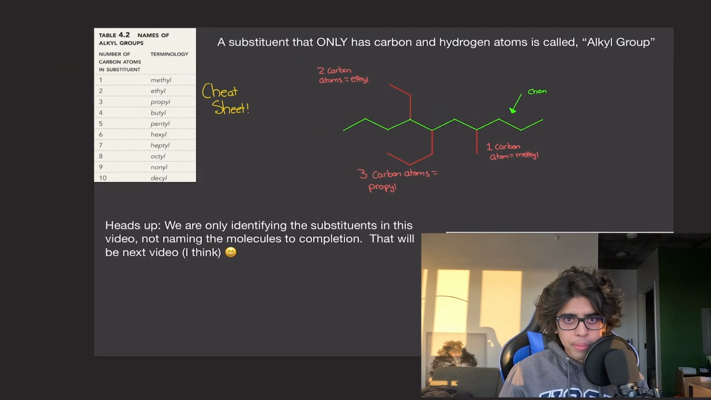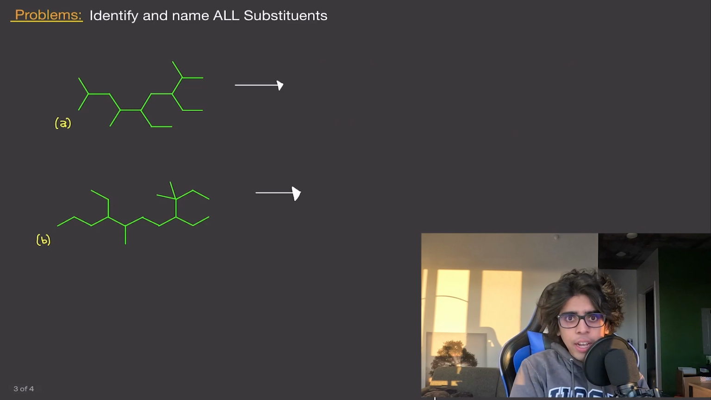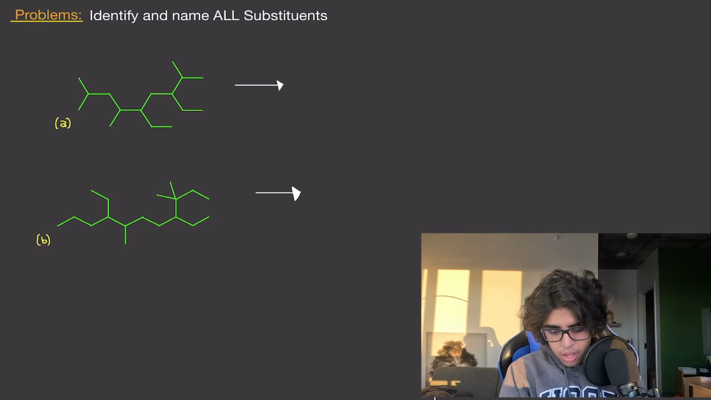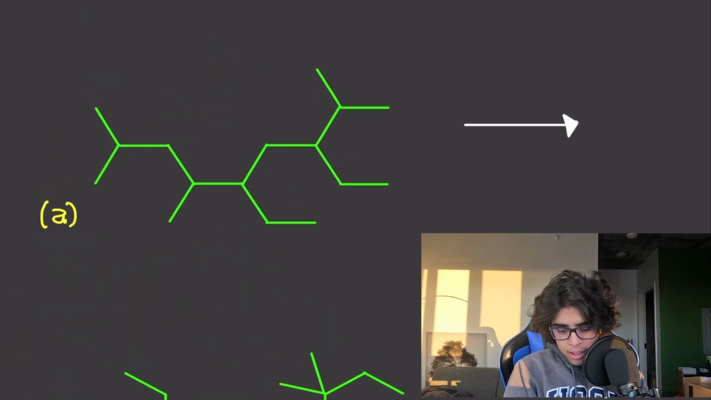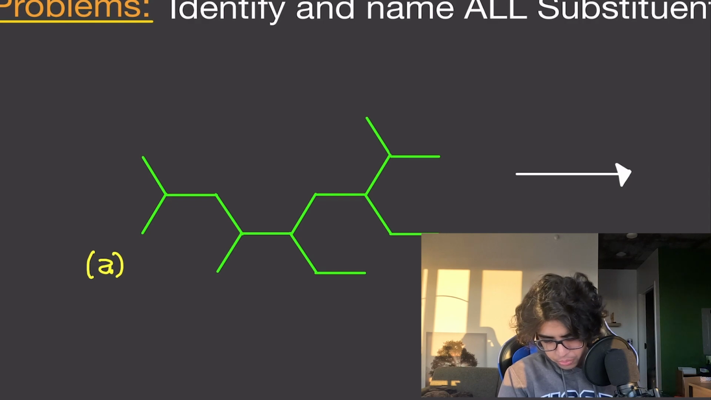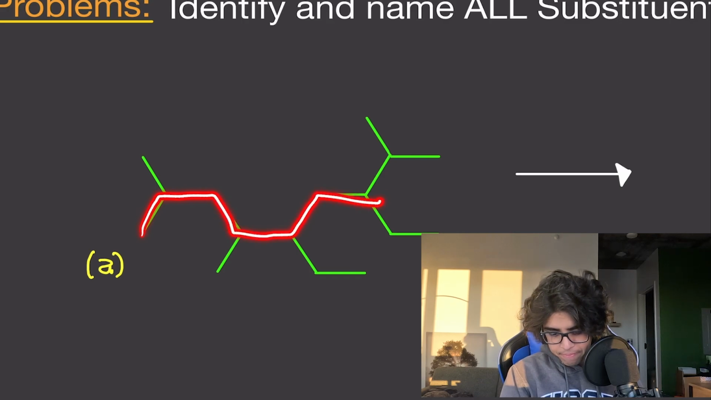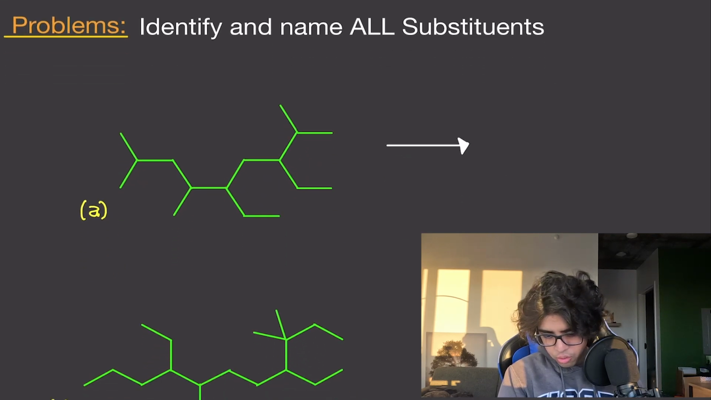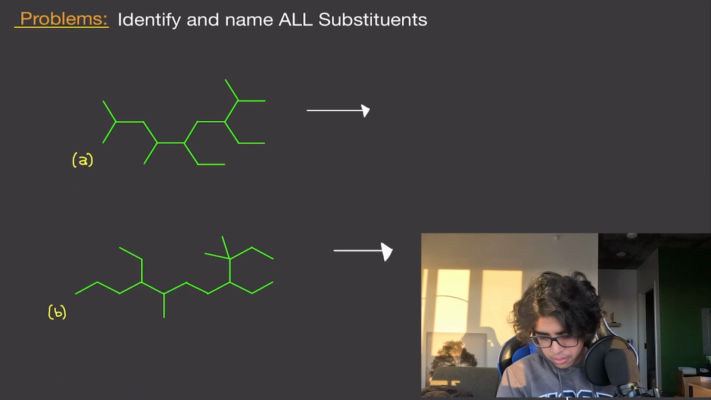So let's do some practice problems. Identify and name all the substituents, or side chains. Here's the first molecule. The first thing you do is identify what the parent chain is. So what is the longest carbon chain here? To me, I think it's this. 1, 2, 3. Okay, I think it's that. Let's see. Yes, it is.